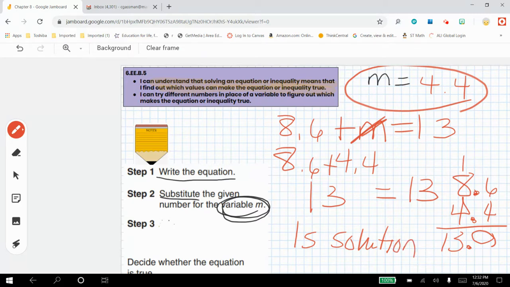So what we did today in lesson 8.1 is take a value. They gave us the substituted value. We put it in for the variable inside of the equation, and then we decided if the two sides were equal.